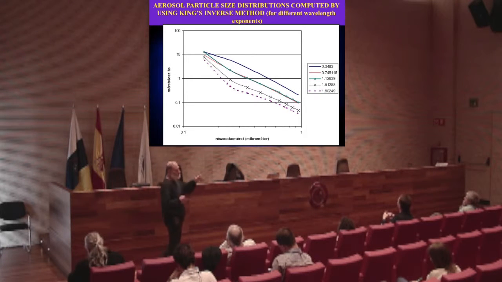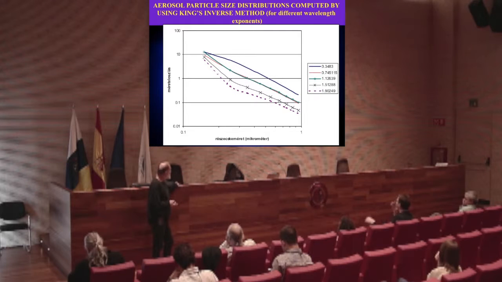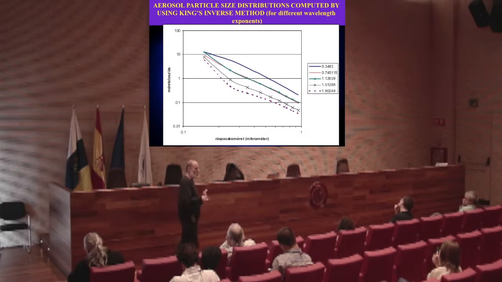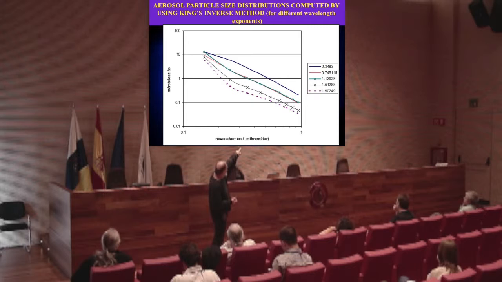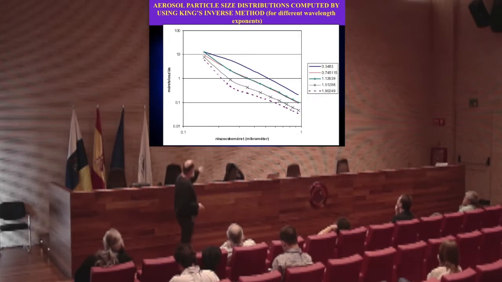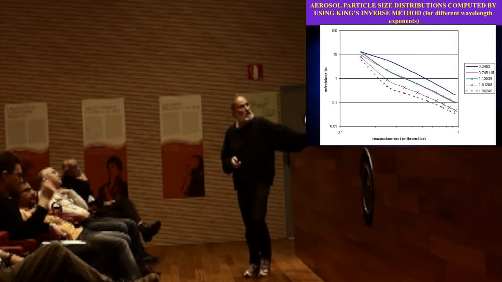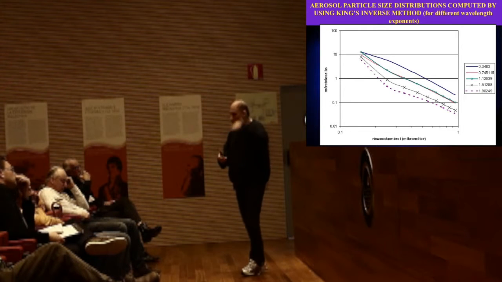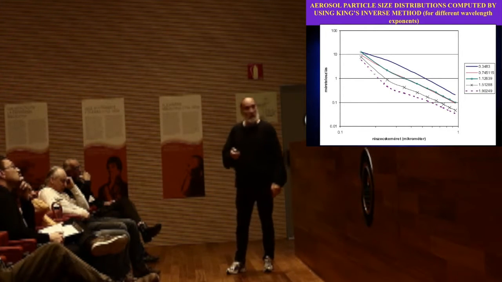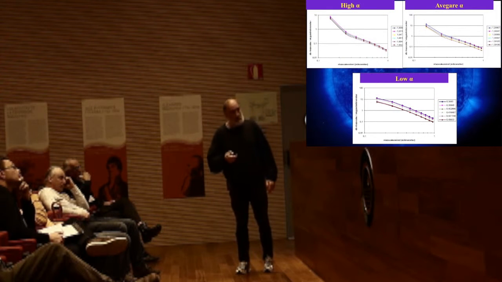I won't tell you anything about the details because I have short time. But we got a very useful and good relationship between the particle size distributions and the alpha values. For characteristic alpha values, shown on the right side of the figure, we have a characteristic shape for the aerosol size distributions.